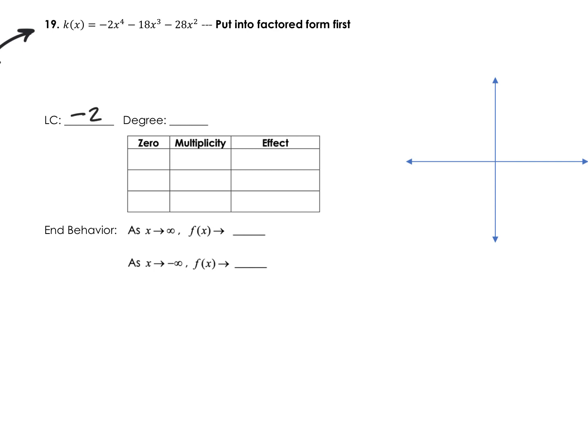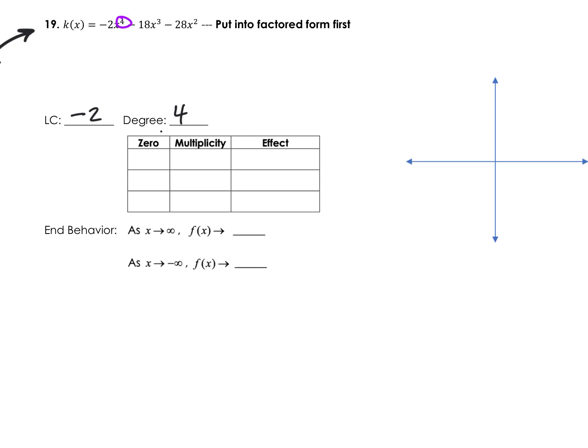Please don't tell me that the degree is 9. You do not add these up, 4 plus 3 plus 2. What is the degree? 5. What's the highest exponent? 4. Okay, you take the highest one. Remember, when it's in standard form, it's just the highest exponent. This is what we did, like, what, Thursday?